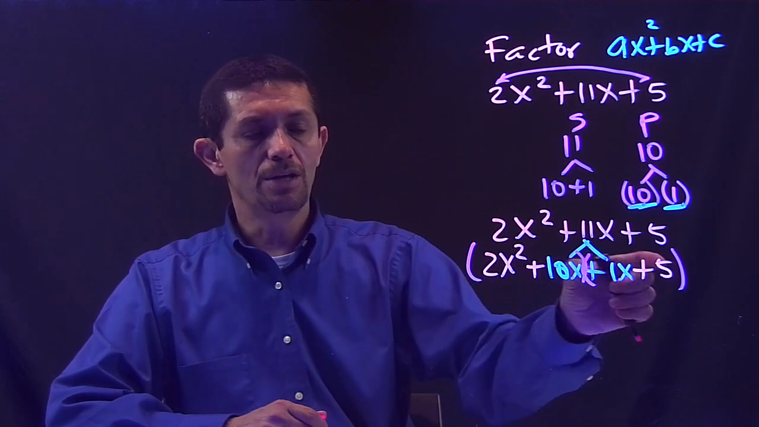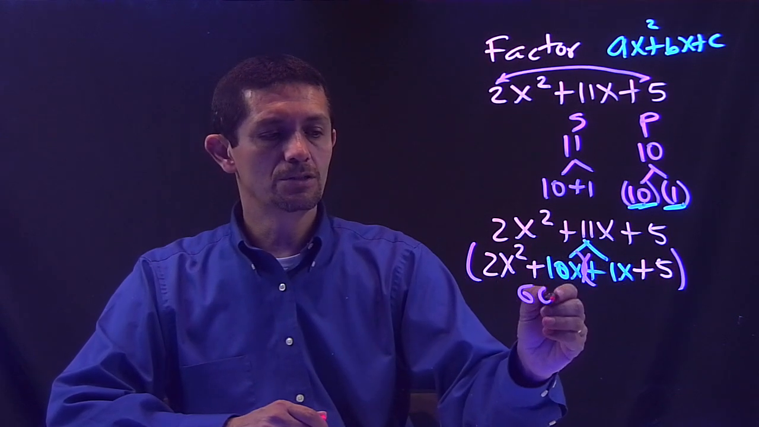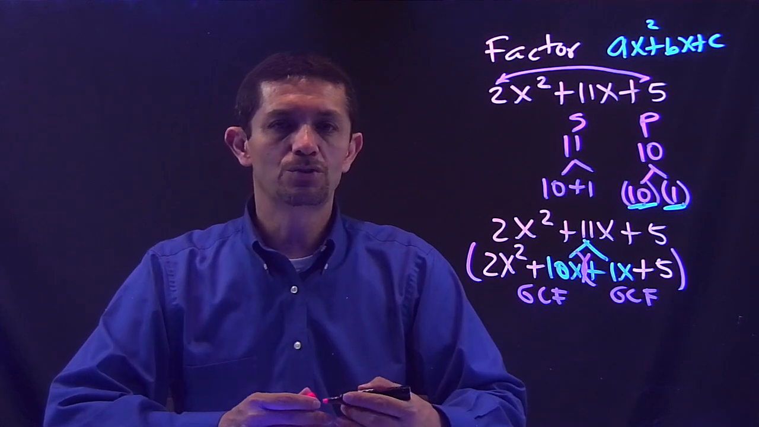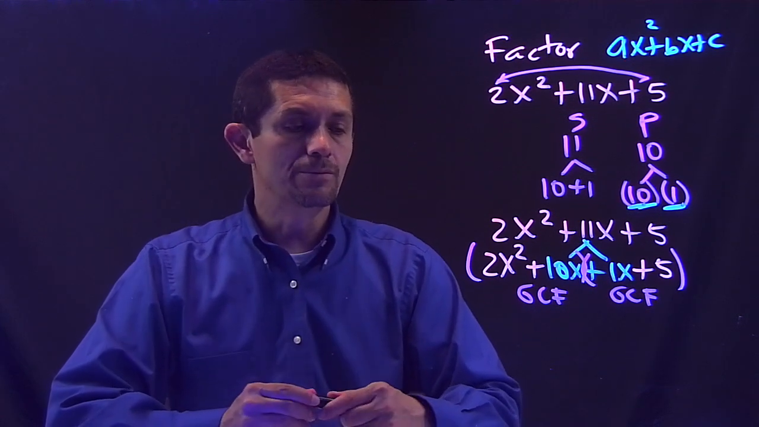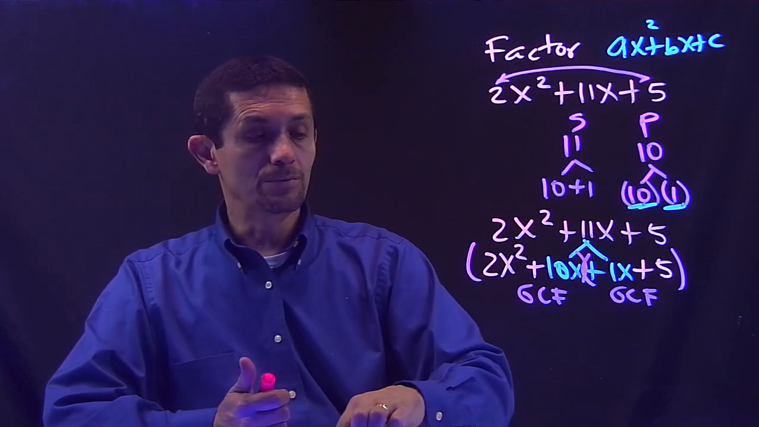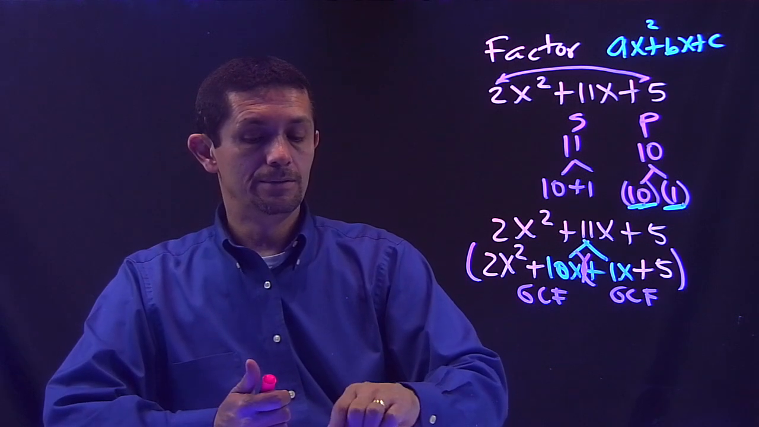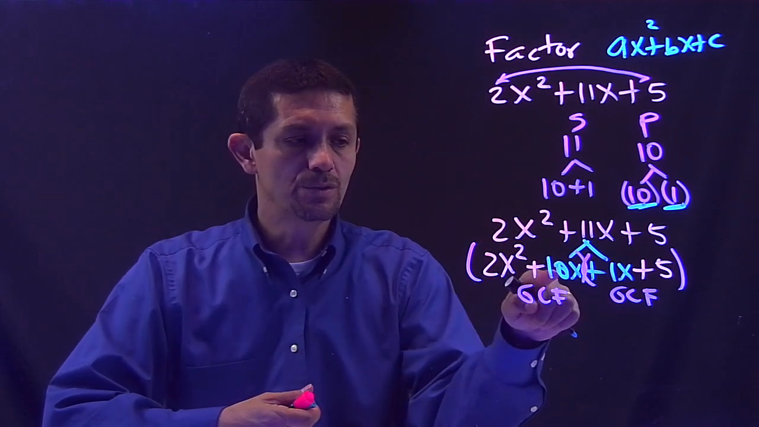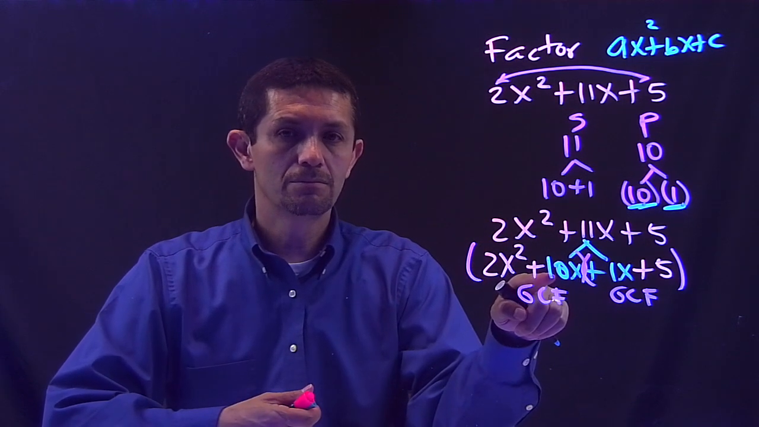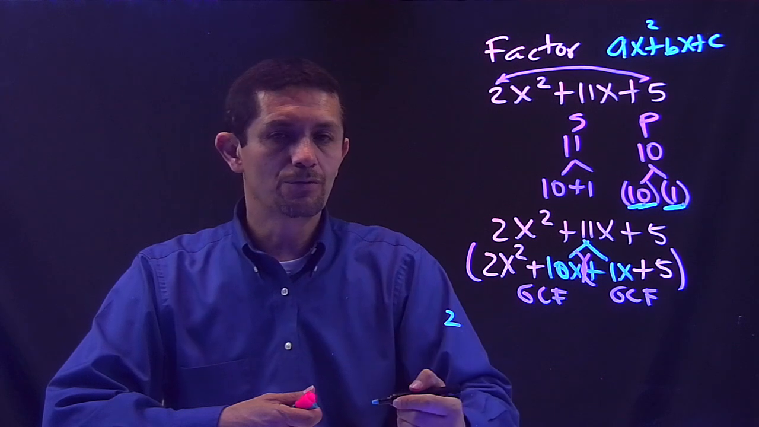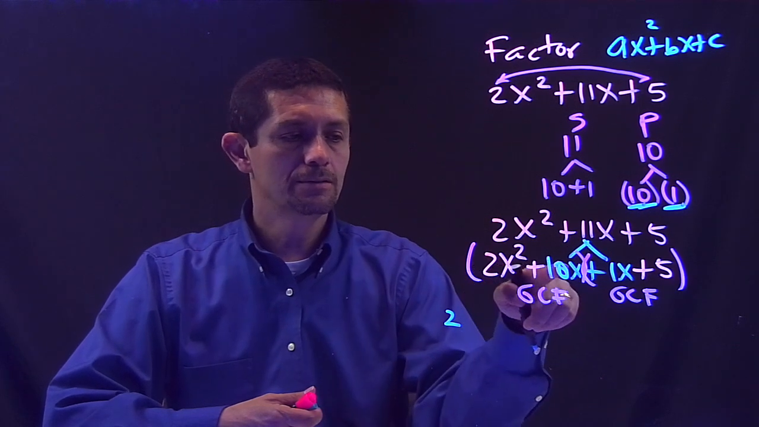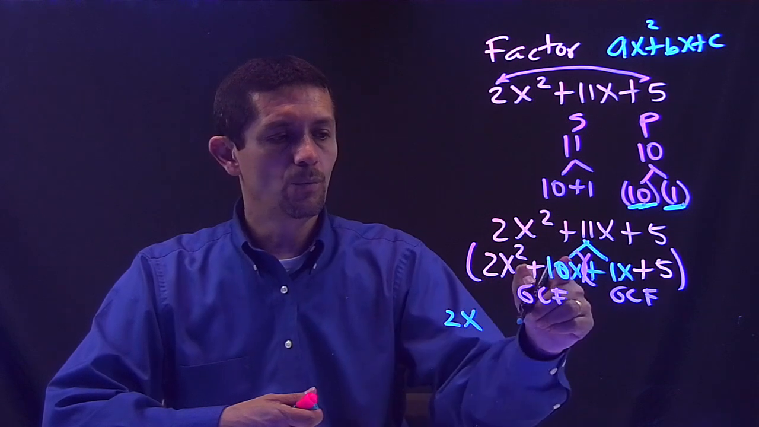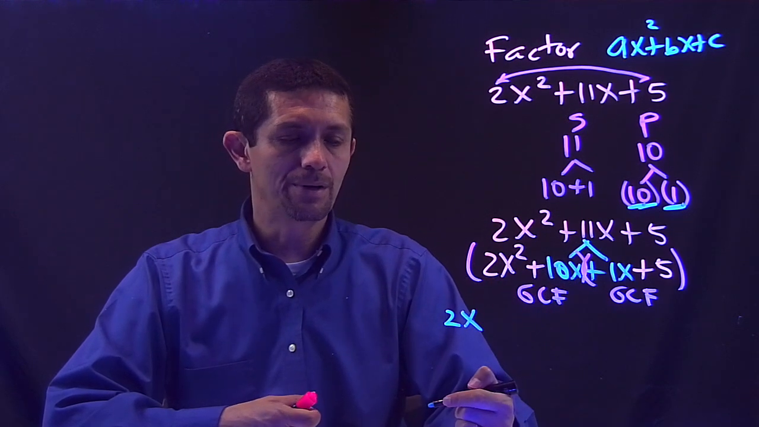Now on each parenthesis I'm going to do GCF, greatest common factor, on each one of them. Let's do blue. There we go. For the greatest common factor, you check the numbers, 2 and 10. Does the 2 go into the 10? Yes, so 2 is a common factor. X, yes, x is common. You take the x with the lowest exponent, which is the x by itself.